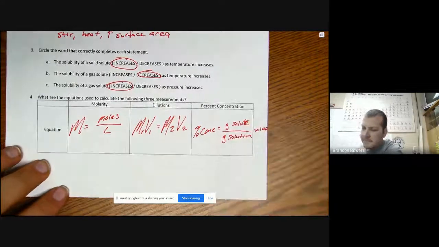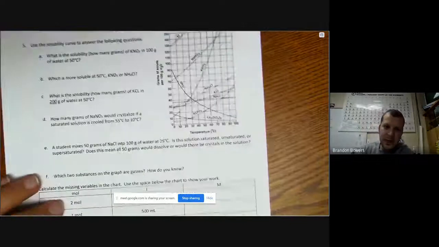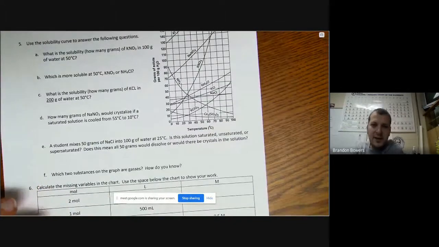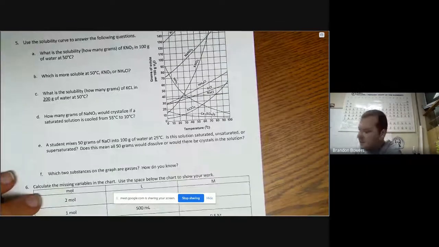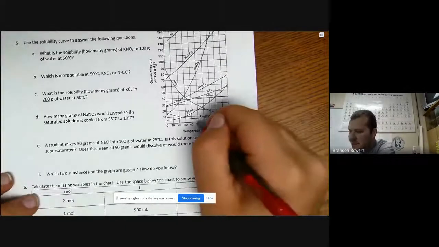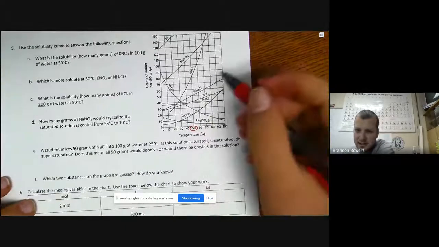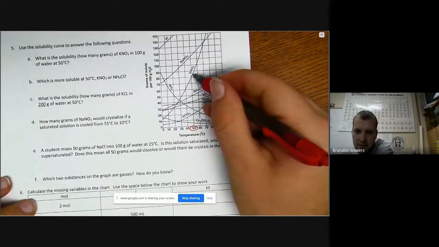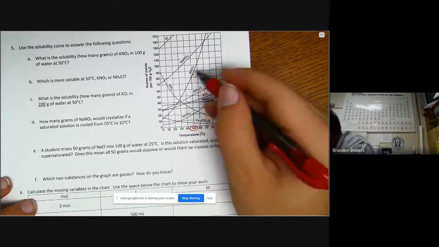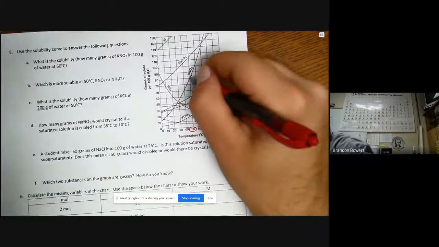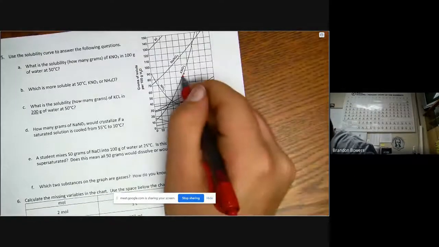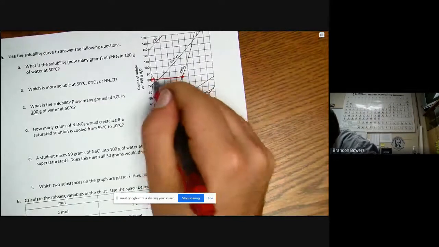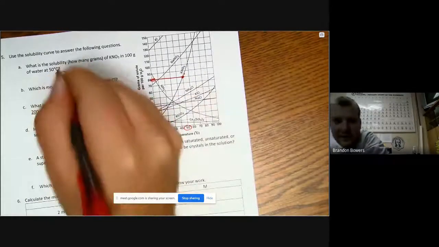Okay, let's go to the back. Check this out. What is the solubility of KNO3 at 50 degrees temperature? So here's 50 degrees temperature. Let's see. And there is KNO3. So how many grams dissolved? Well, that's going to be 80 grams.